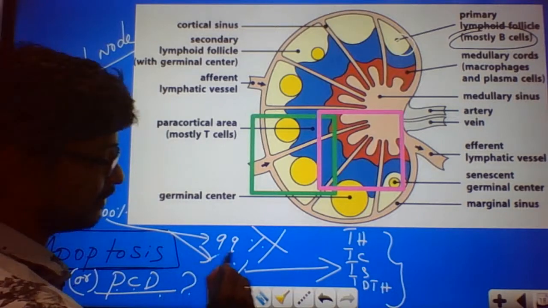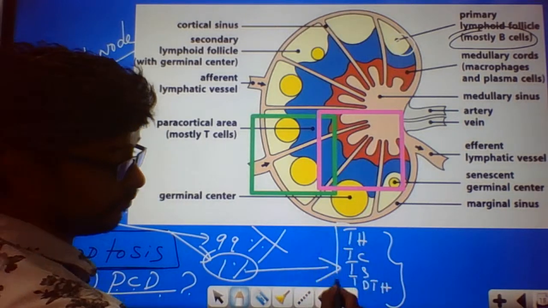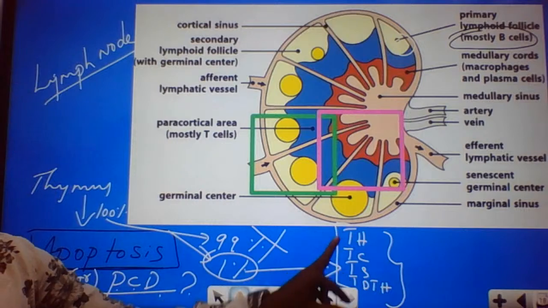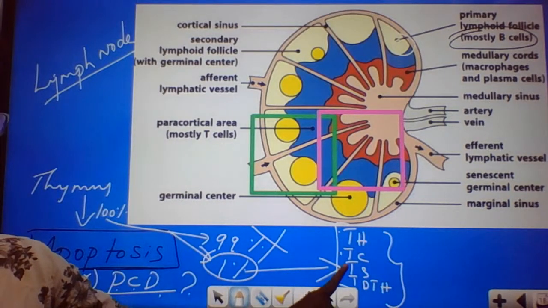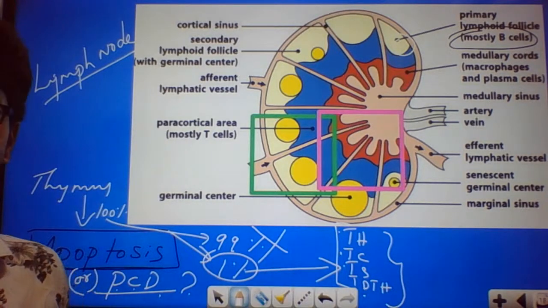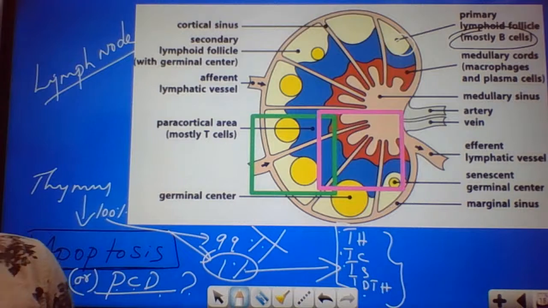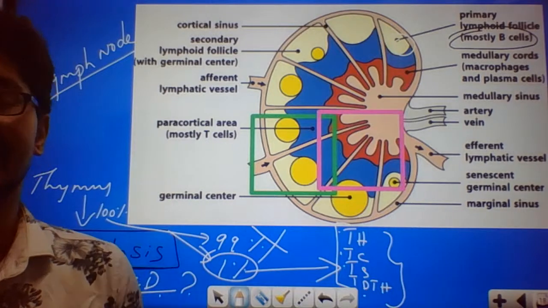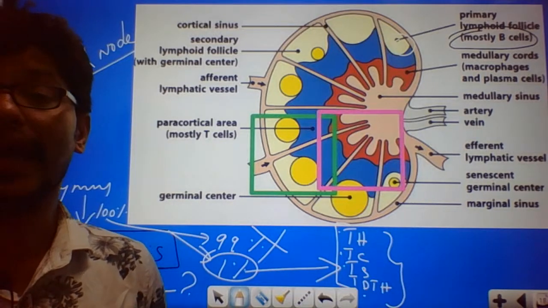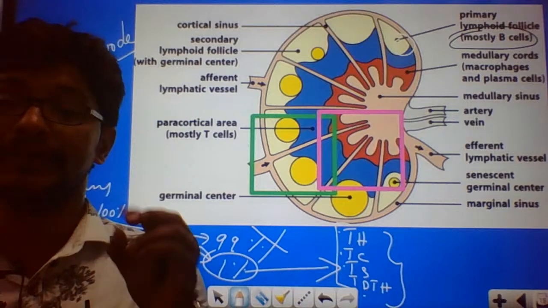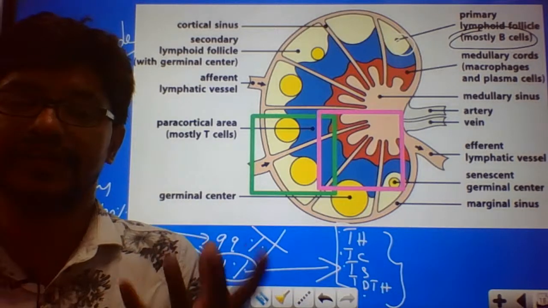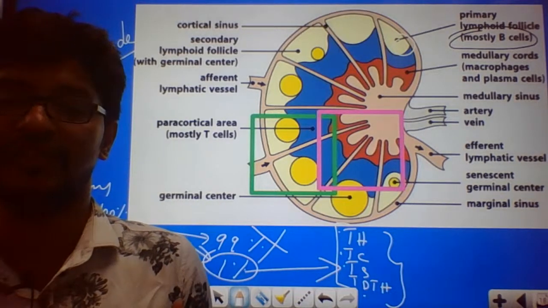This 1% comprises all the types: T helper cells, T cytotoxic cells, T suppressor cells, and T DDH cells. We can assume, what will happen if this 1% increases a little more? Then the person will become hypersensitive. Just imagine, even with this 1%, what reactions you get: hypersensitive reactions.